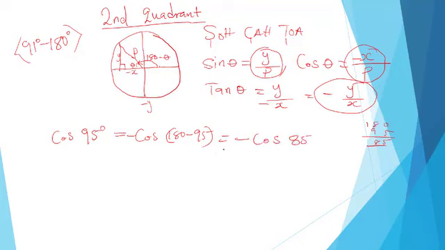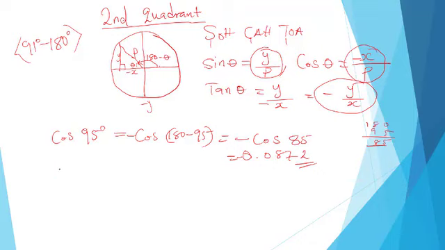So if you press cos 95 on your calculator, you discover that it will give you the same value as minus cos 85, which is the same thing as minus 0.0872. The minus value being attached to it is as a result of being a member of the second quadrant.